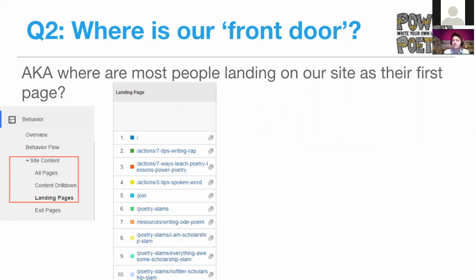Question number 2 that we like to ask: where is our front door? AKA, where are the most people landing on our site for their first visit? And guess what? A lot of times when we look, and we can find this in the behavior section, site content, landing pages, the assumption is that people go to the homepage first, just as though it were like the store.